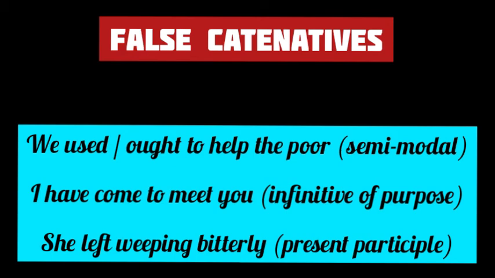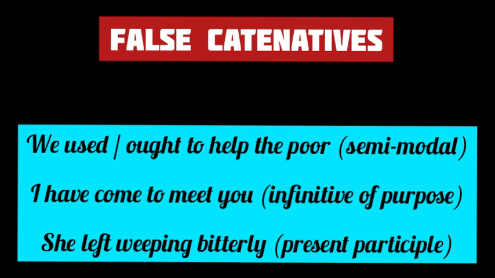In the next example, I have come to meet you, the main verb come is followed by the infinitive to meet. But the sentence actually means I have come in order to meet you. Here the infinitive to meet denotes a purpose, hence it's an infinitive of purpose. And when a main verb is followed by an infinitive of purpose, it's a normal verb, it's not considered a catenative verb.